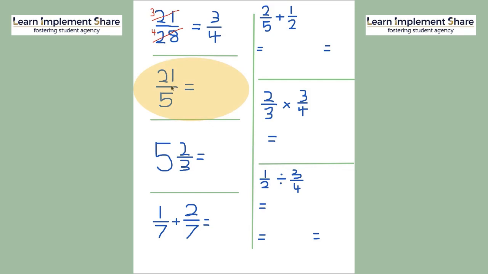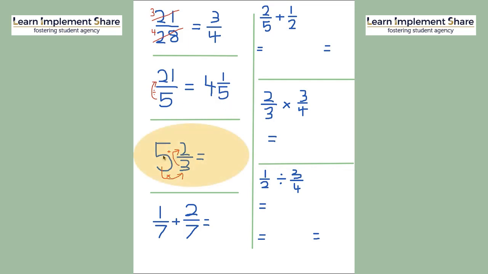This next one is an improper fraction because the numerator is bigger than the denominator. In order to deal with this, we divide the denominator into the numerator, and in this case that gives us 4 with 1 left over, and that 1 left over is fifths because the denominator does not change. So we've got 4 and 1/5.